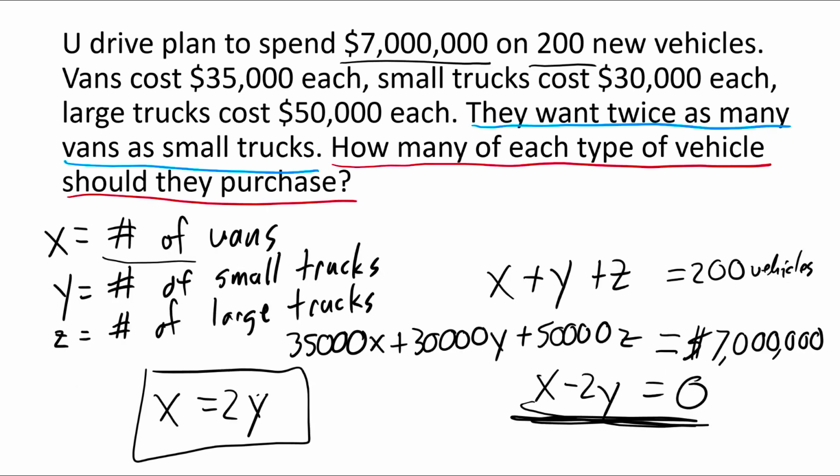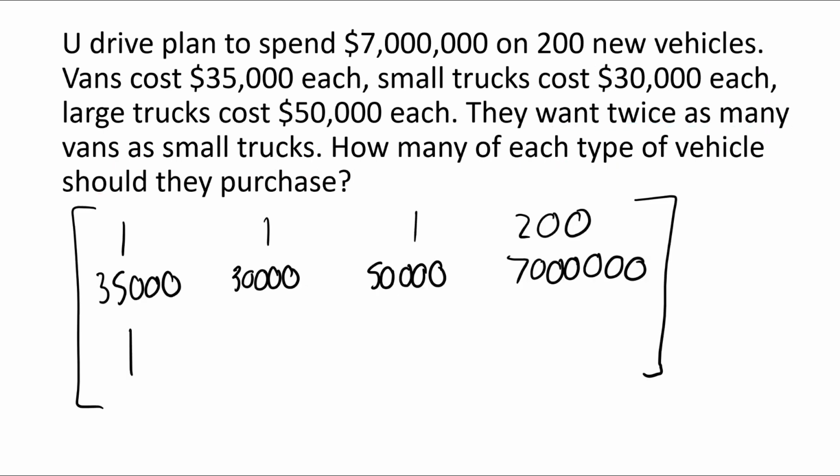All right, and then our last equation, x minus 2y equals 0. There's no z in that equation, so we'll just have a 0 as the coefficient for the z. So we have 1x minus 2y, no z, so that's 0, and it equaled 0. All right, so this is our system, so we're going to type that into our calculator.